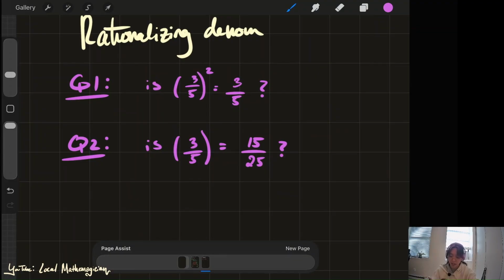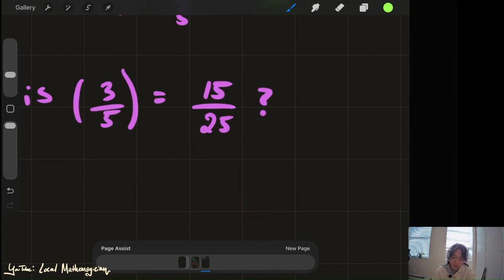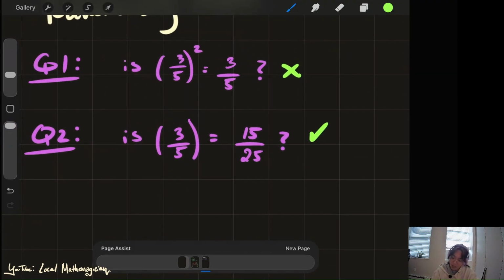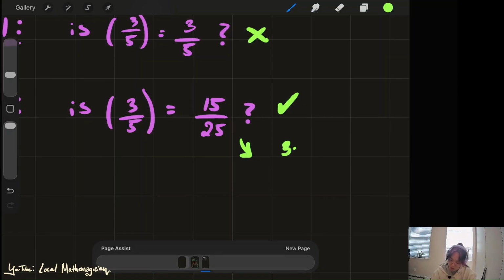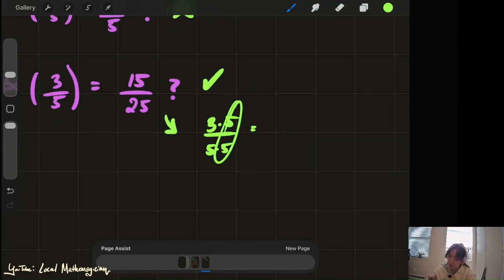Okay, the answer for your first piece should be absolutely not. 9/25 is not equal to 3/5. That's silly, right? The answer for your second piece should be absolutely, right? Because 15 over 25 can be written as 3 over 5 times 5 over 5. 25 is 5 times 5. 5 over 5 is equal to 1, right? You have a ratio of 1. So that leaves you with 3/5 times 1, which is equal to 3/5.